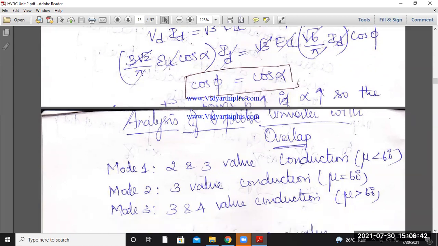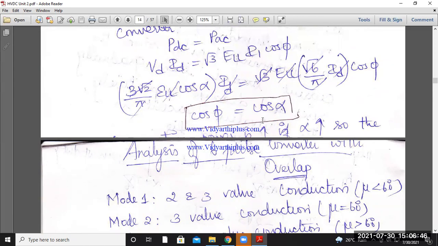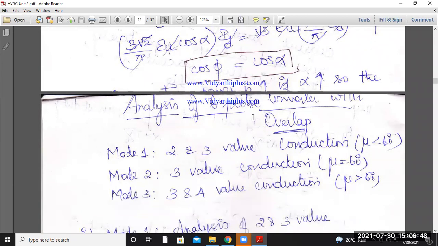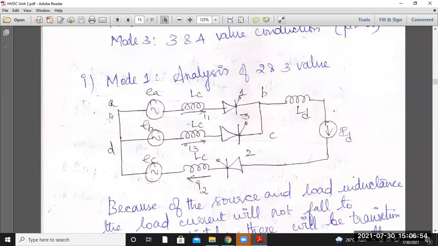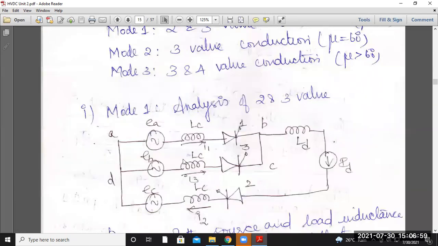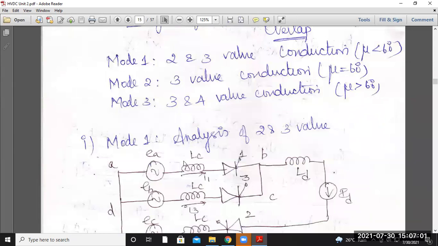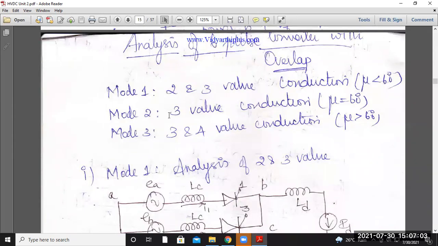So the next part, according to this equation, the AC power factor is equal to the DC power factor. The next part is the analysis of the 6 pulse inverter with overlap. So this was the simple diagram that we have already dealt with in the previous classes. Here also we will discuss in 3 modes.